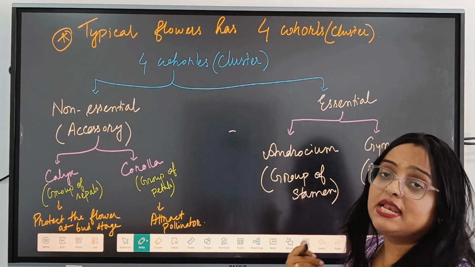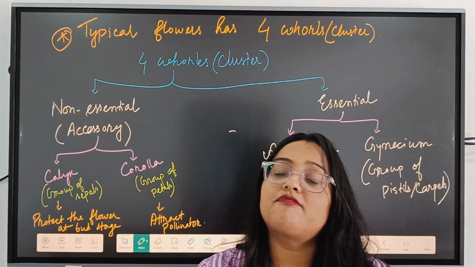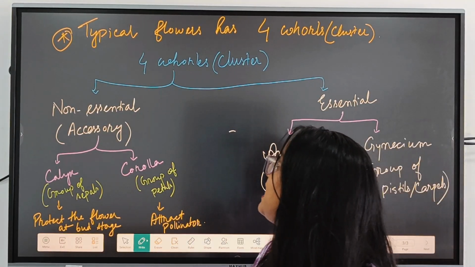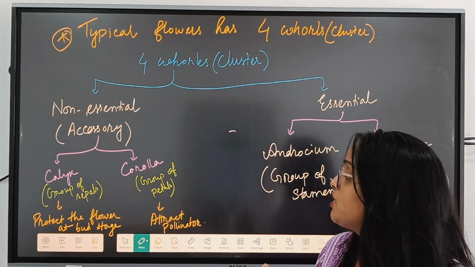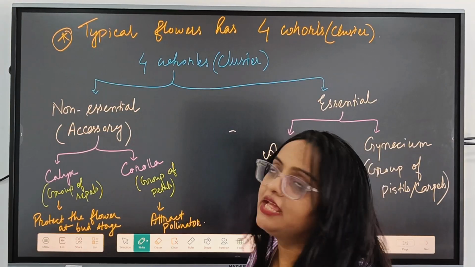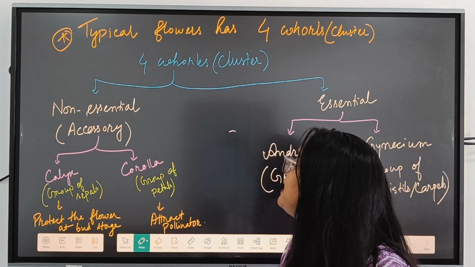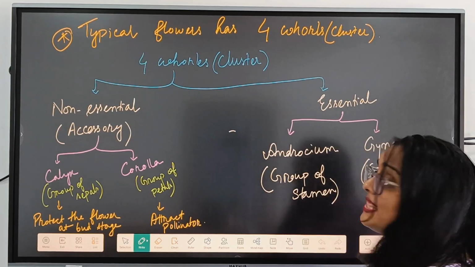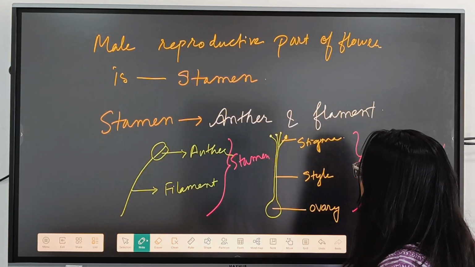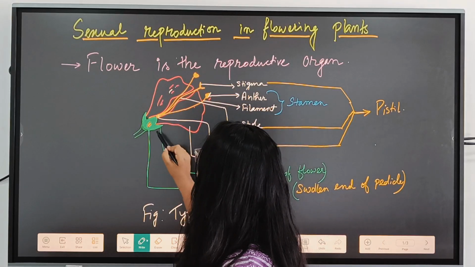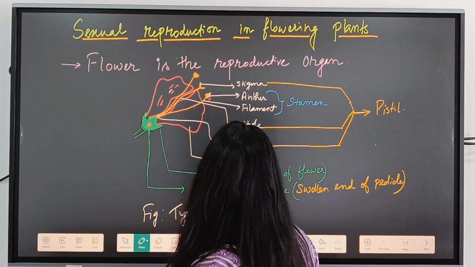And what is pistil? Pistil is the female reproductive part of a flower. Now, non-essential, calyx and corolla. So, what is calyx? It is nothing but a group of sepals. And corolla is nothing but a group of petals. Now, what is sepals? These all are sepals, okay.